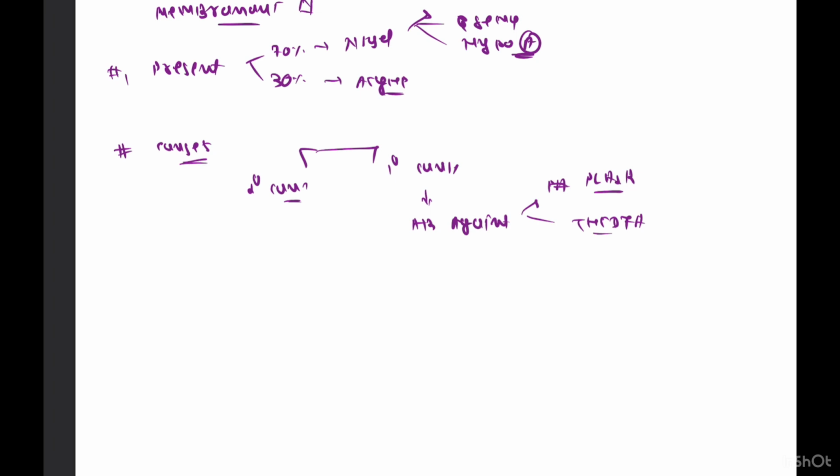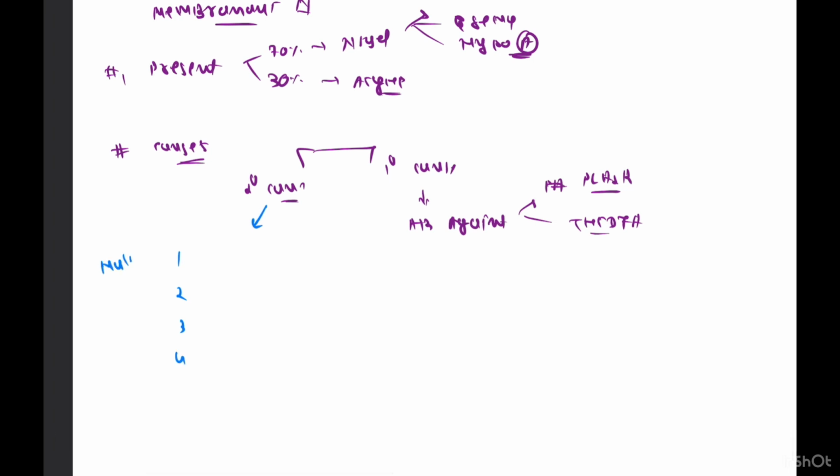The most important thing is about the secondary causes, in which you have to remember mainly four types of causes. The first is malignancy like colorectal carcinoma. Okay, so mostly colorectal carcinoma is associated. So if a patient presents with membranous nephropathy and you do a colonoscopy, there may be a chance that the patient has colorectal carcinoma.